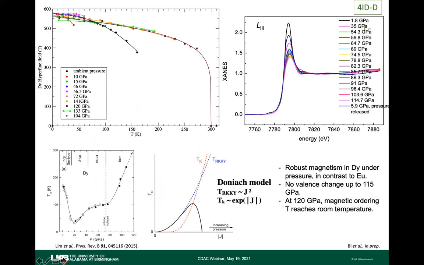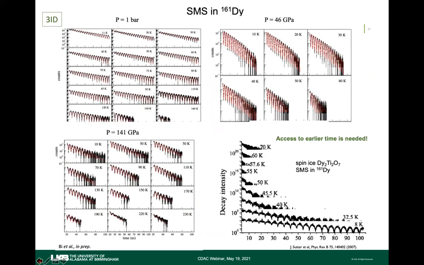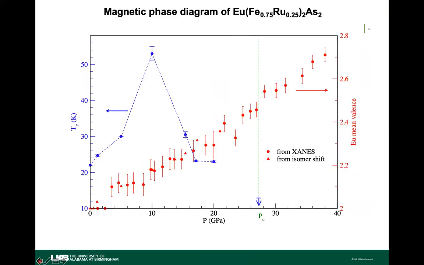And looking at your data on the europium iron ruthenium arsenic compound, there also you're in a region where you're approaching an instability, a valence change. You're seeing that the ordering temperature goes up by a factor of 3 or so, and then comes down. And it looks very similar to what you think is happening with dysprosium.